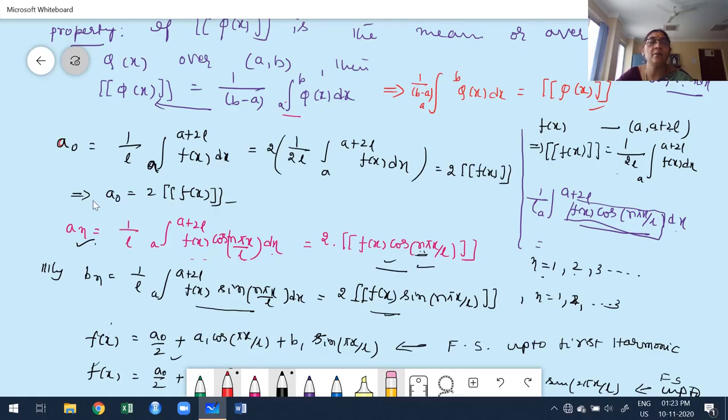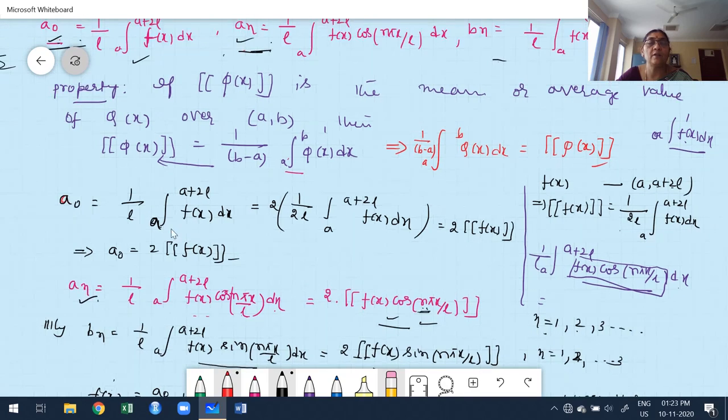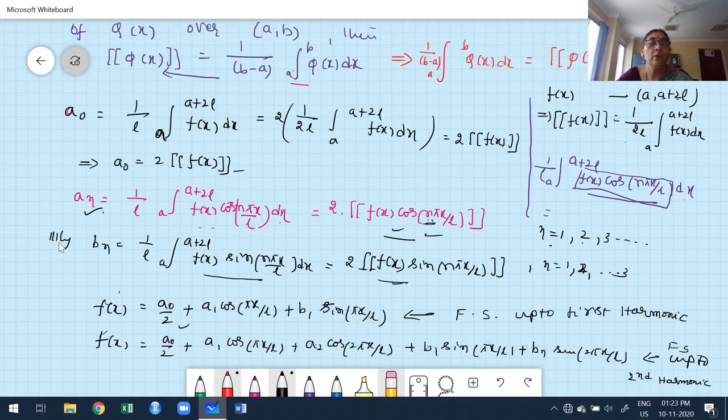How do I convert it into the form of summation? The double bracket is the mean. This is one of the definite integral properties you already studied at the PU level.